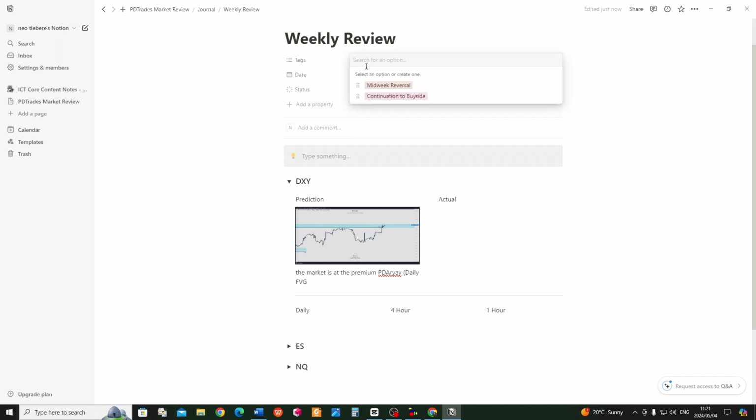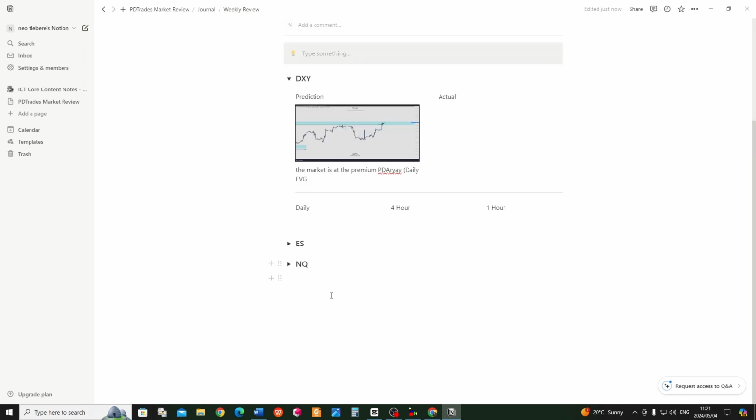Then here, what I usually like to write is what I saw. Was it a midweek reversal or a continuation to the buy side? You understand? So I write my thought process on everything there. Then after that, I know that I have my journal with me. I made a mistake here, guys. This is a PD array. I'll just remove that. It's fine. On a daily fair value gap. So you're gonna put your actual here, your predictions, and everything. So by doing that, you get to see your mistakes, guys. You get to see everything that you're doing in trading.